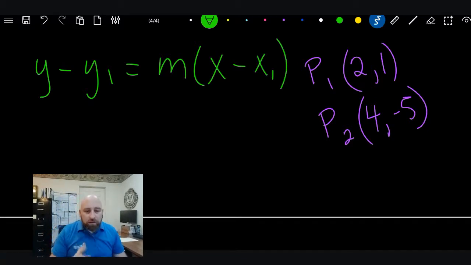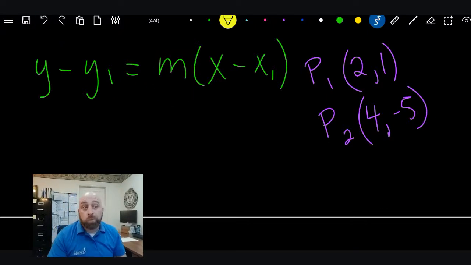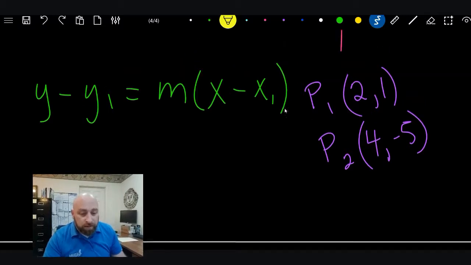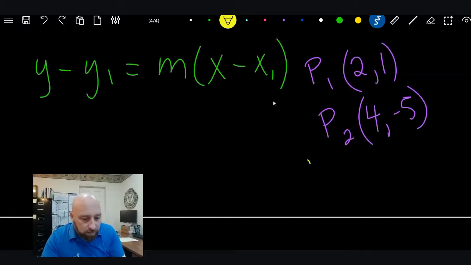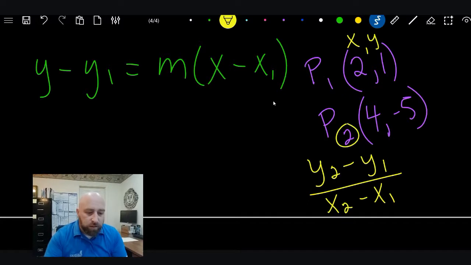Well, how am I going to do that if I don't know my slope? Well, figure out your slope. What is the slope formula? Okay, you should know this. The slope formula is y2 minus y1 over x2 minus x1. Okay? And so, remember, this is the x and this is the y. This is so important that you remember which one's the x and which one's the y. This is the point 1, this is the point 2.